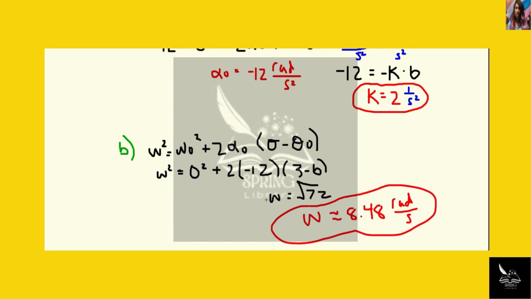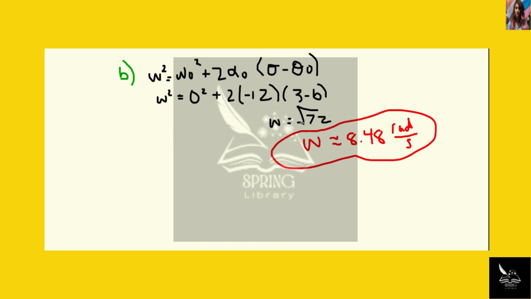Once we do that, we get omega is equal to the square root of 72, which is approximately 8.48 rads per second. Make sure you include the units because that's always very important.